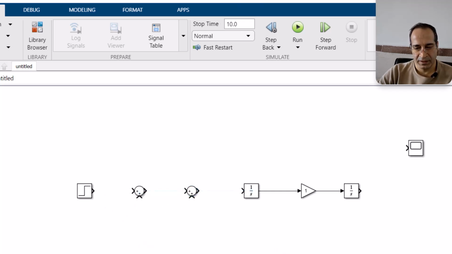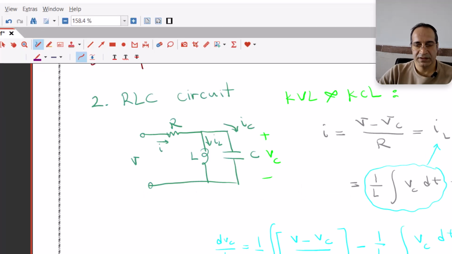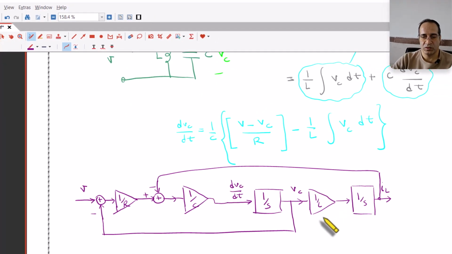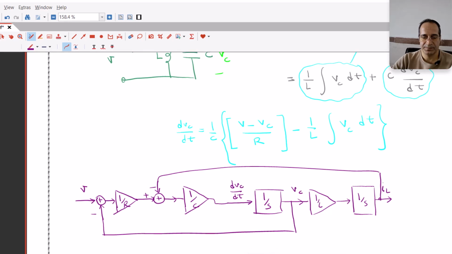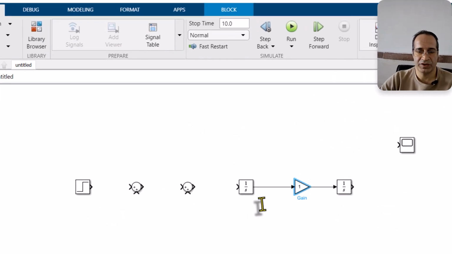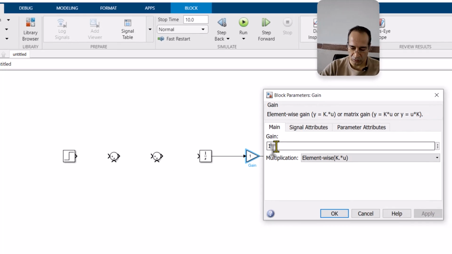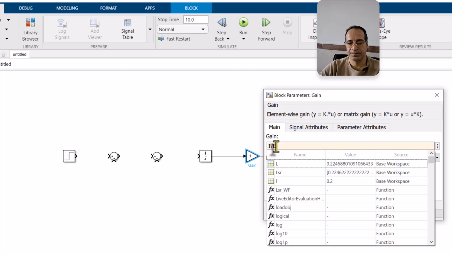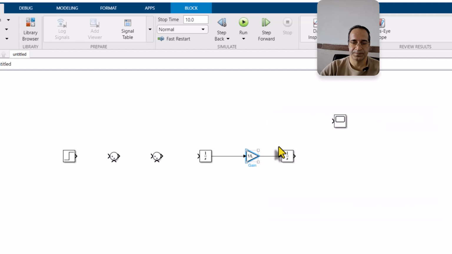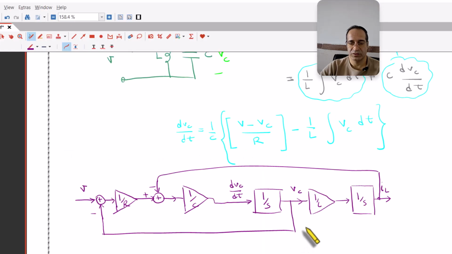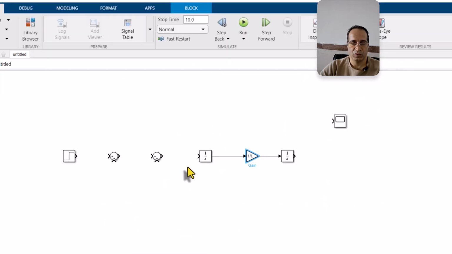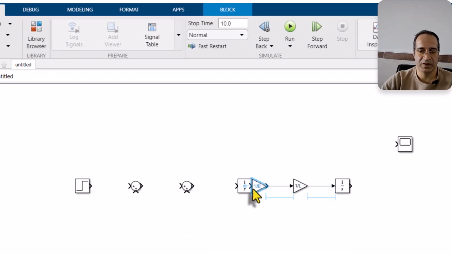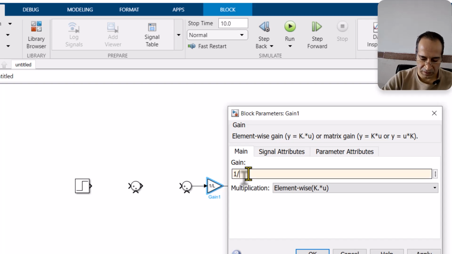Let's have a look at this circuit. 1 over S, 1 over L. Go back to Matlab. 1 over S, 1 over L. 1 over L, inductance. And then go back to here. 1 over S, 1 over C. Copy and paste here. This is 1 over C.